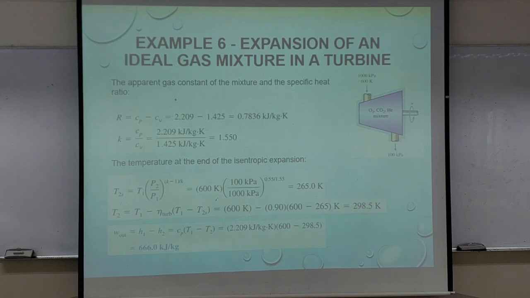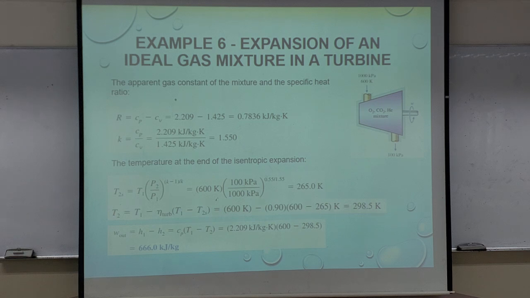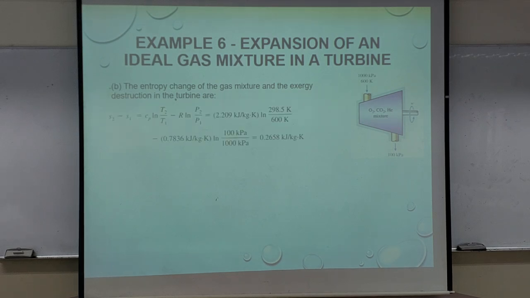So if you read the question here, part B actually asks you to determine the exergy destruction and second law efficiency of the turbine. These are not things that you have learned now, but I will just briefly show you. Okay, so let's say we find the entropy change of the gas mixture and exergy destruction. So what do we mean by that? So we can find the entropy changes through the entropy equation here. Like I said, if I ask you to find entropy, it will just be straightforwardly applying the equation that you have in the lecture notes.